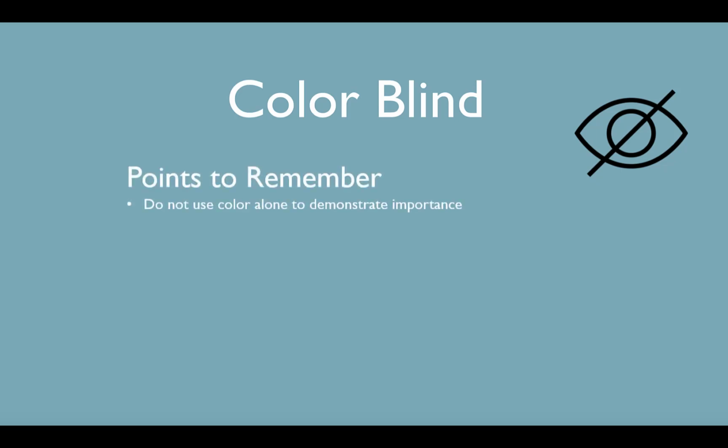Colorblindness is the inability to distinguish between certain colors, especially when they're of the same brightness. Some points to remember for this are: do not use color alone to demonstrate importance. If you use colors in a graph, provide written information also. Here's an example to consider.